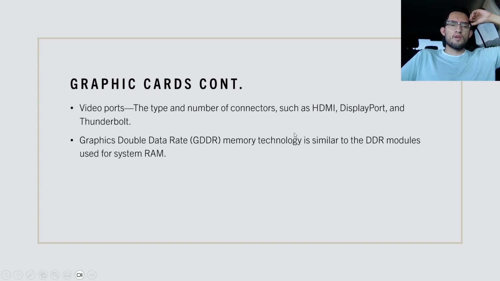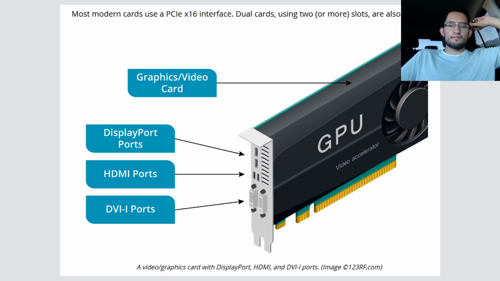So let's just continue. Video ports, a number of connectors such as HDMI, DisplayPort, and Thunderbolt. Okay, this is what it means. So graphics double data rate memory technology is similar to the DDR modules used for system RAM. So here's an example of what a graphics card has. Most modern cards use a PCIe x16 interface. Dual cards using two or more slots are also available. So the video card has our DisplayPorts, our HDMI ports, and our DVI ports.